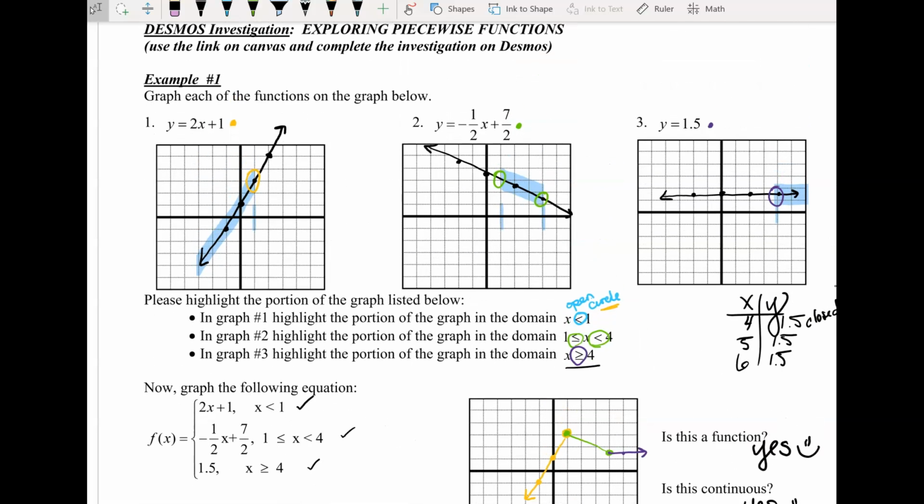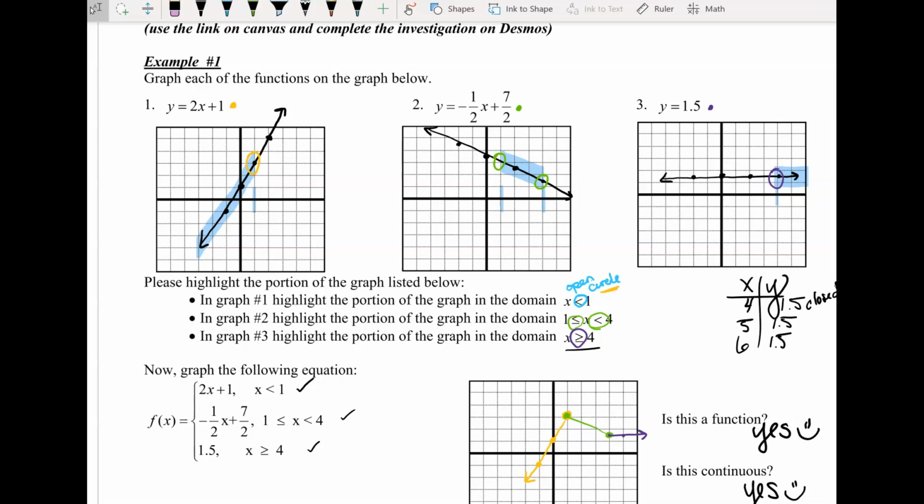Excellent. Okay, skill 1, graphing piecewise functions. I look forward to discussing the investigation and this notes assignment with you. Make sure you guys are attempting the homework.